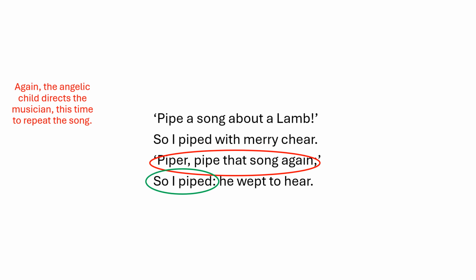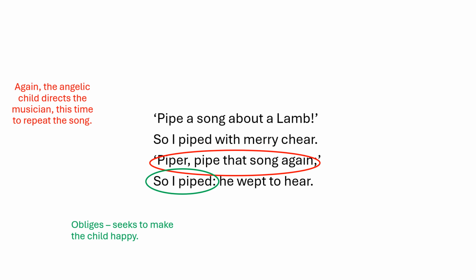And the piper obliges. He says, "So I piped." And then we get that colon, then we get that caesura, and then we move on to the next part of the poem. But "so I piped again" shows that he obliges, and he's happy to take direction to satisfy the happiness of that child.